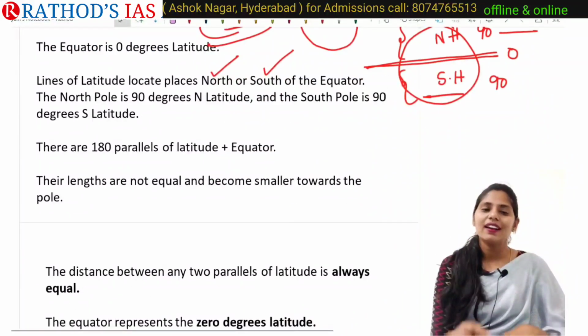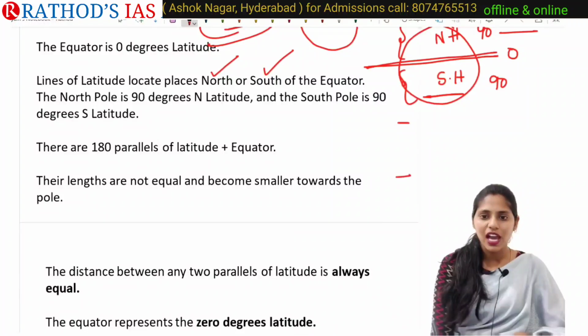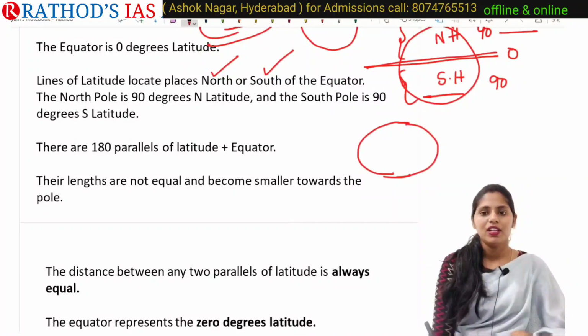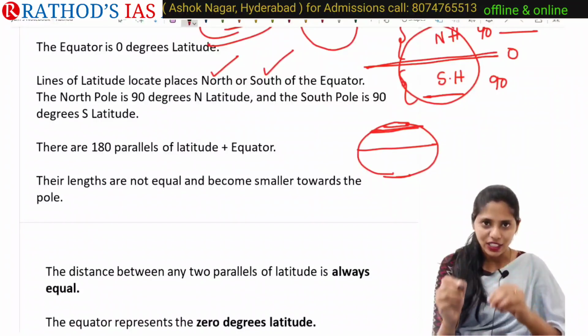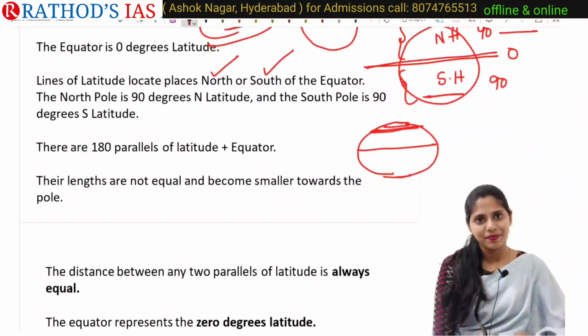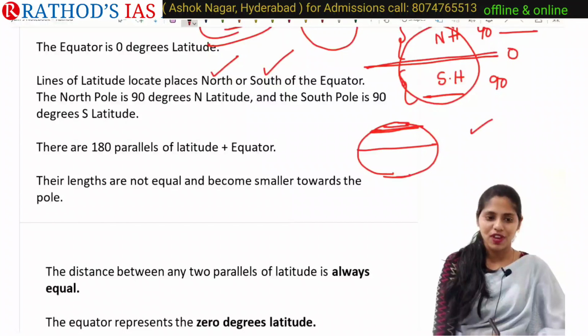Next, their lengths are not equal. Why? Because our earth has a geoid shape, so it is bulged at the center. At the center we have long latitudes, and if you move towards the poles they are short. So we do not have latitudes of equal length. This is also one prelims fact.